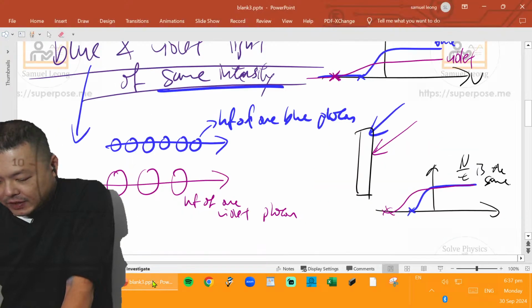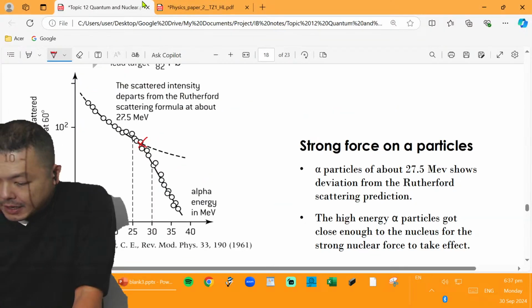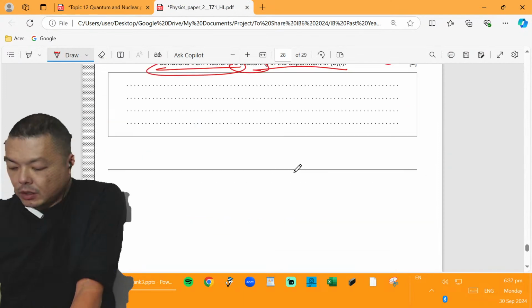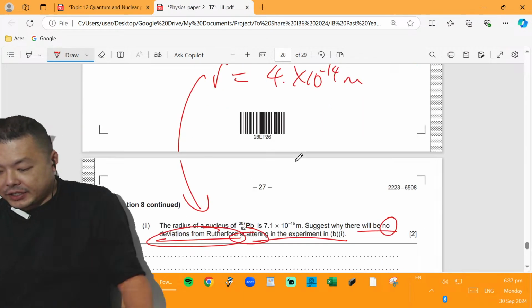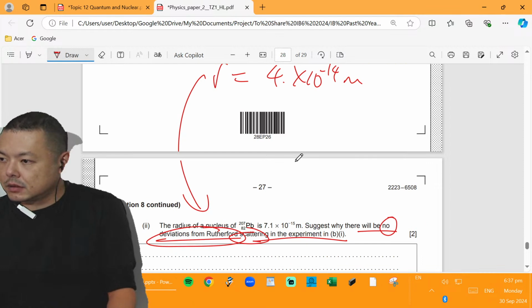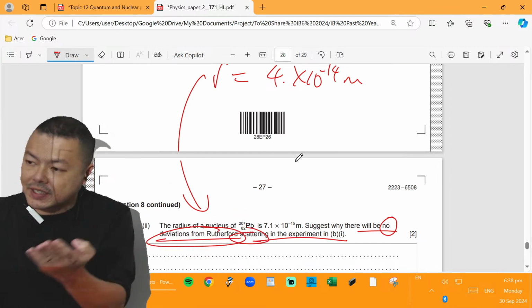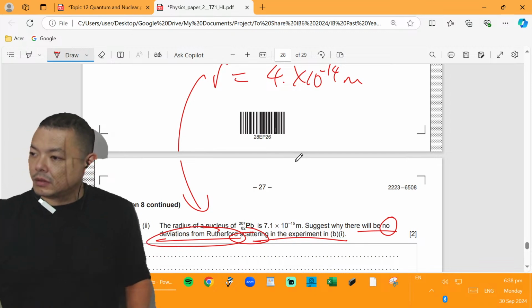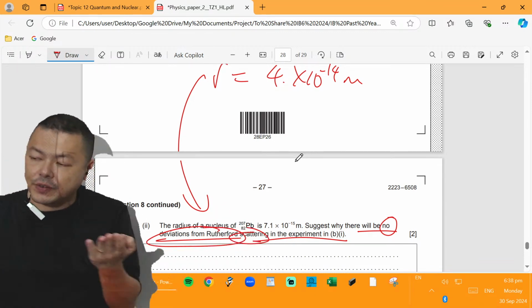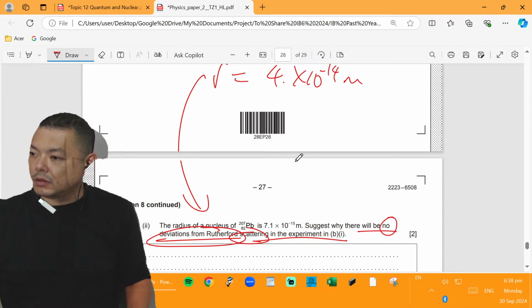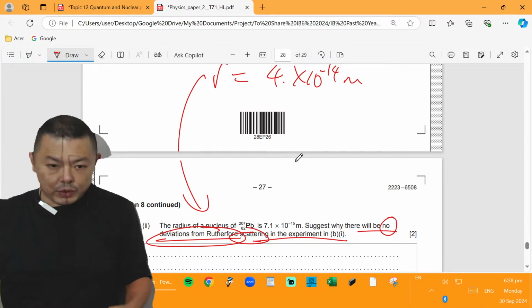This will be the deviation. So would it get deviations? Why not? How close must you be to get deviation from the Rutherford scattering? Which is how much?